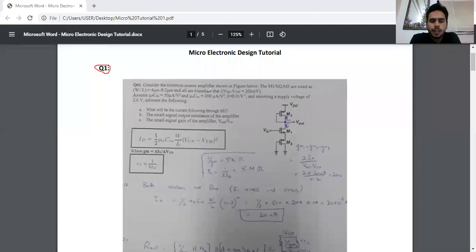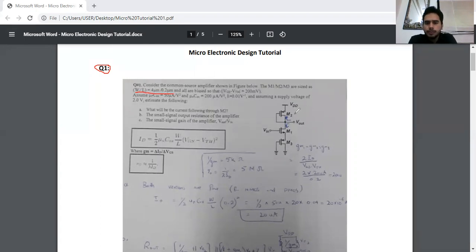Number one is that we consider a common source amplifier and the parameters provided are W over L equals 4 over 0.2 micrometers, while the overdrive, that is VGS minus VTH, is 200 millivolts. The mu_p Cox equals 50 microamps per volt squared and mu_n Cox equals 200 microamps per volt squared. So we'll start with: what will be the current flowing through M2?